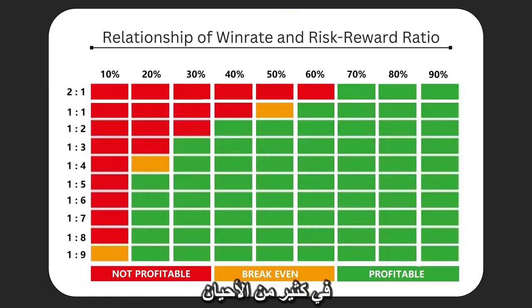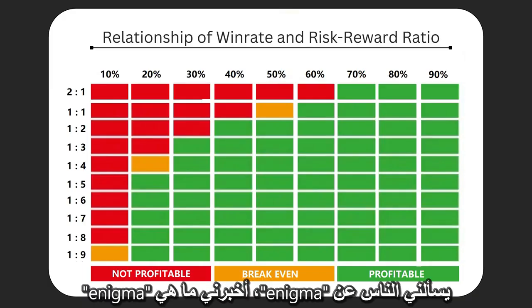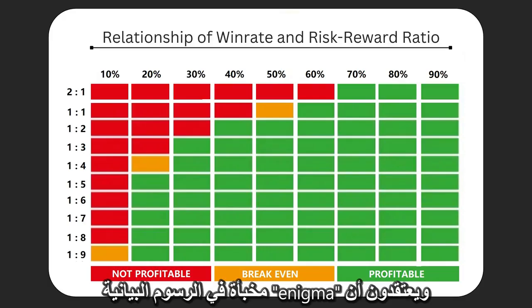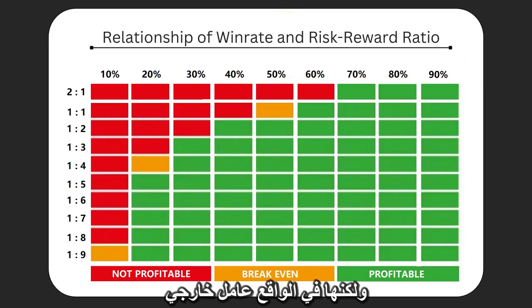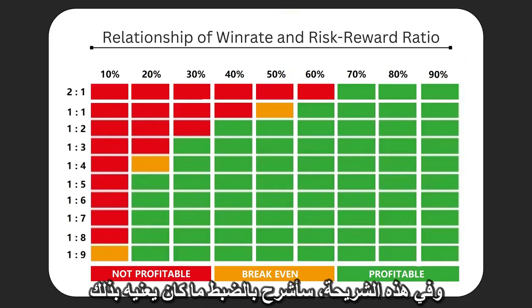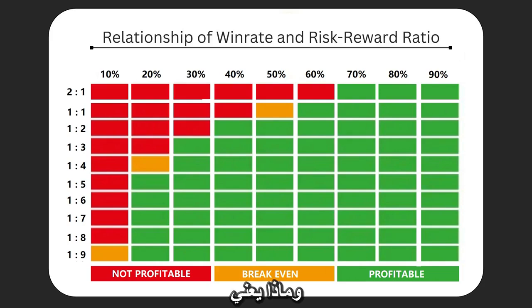Now, oftentimes people ask me about Enigma, what Enigma is, and they think that Enigma is hidden in the charts, but they are absolutely wrong, right? You must have also heard ICT saying that Enigma isn't in the charts, but it's actually an external factor. And in this slide, I'll explain exactly what he meant by this, right? And what does that mean, right? This table is the closest thing to Enigma, right?